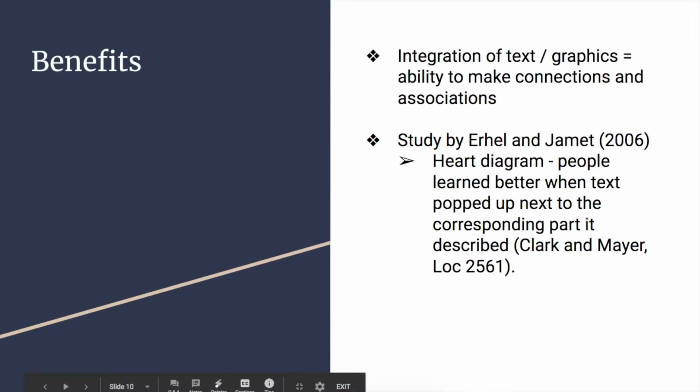Some of the benefits of the contiguity principle are that the integration of text and graphics equals the ability to make connections and associations. And we know from the learning theories that that's really important. Learners need to be able to make connections in order to retain and really learn the information.